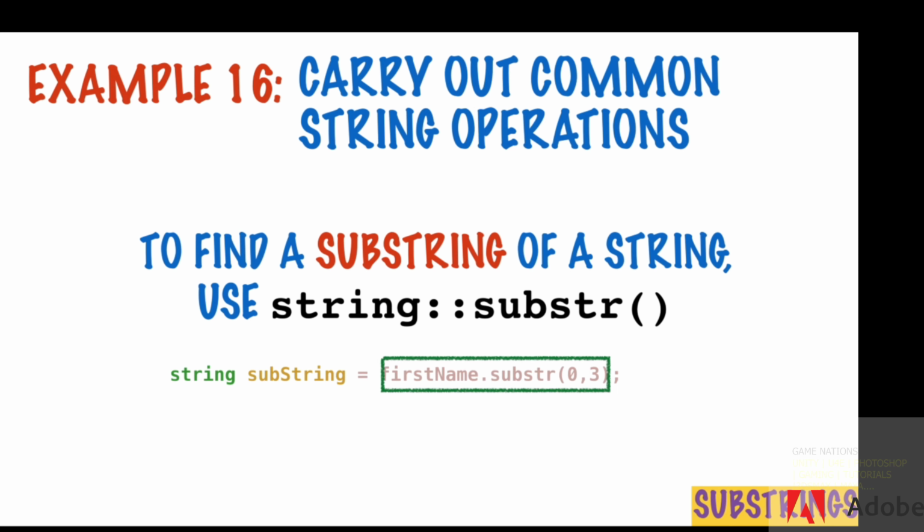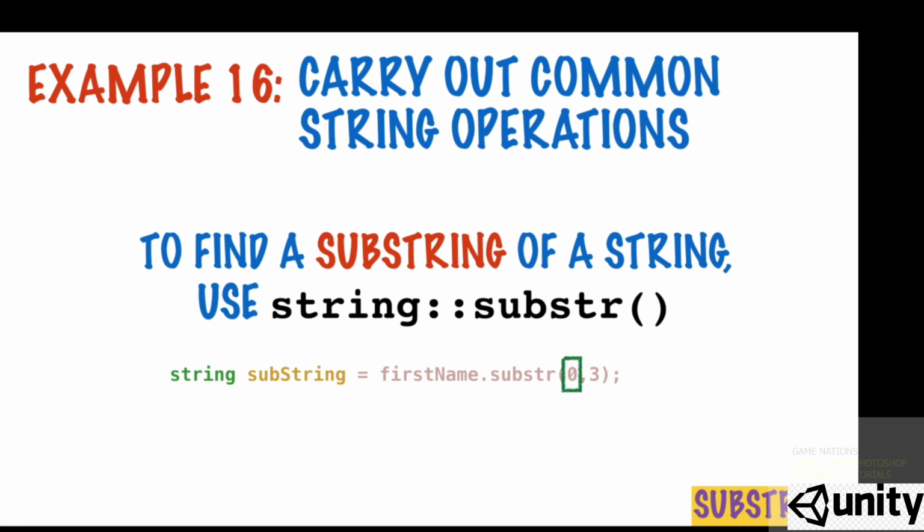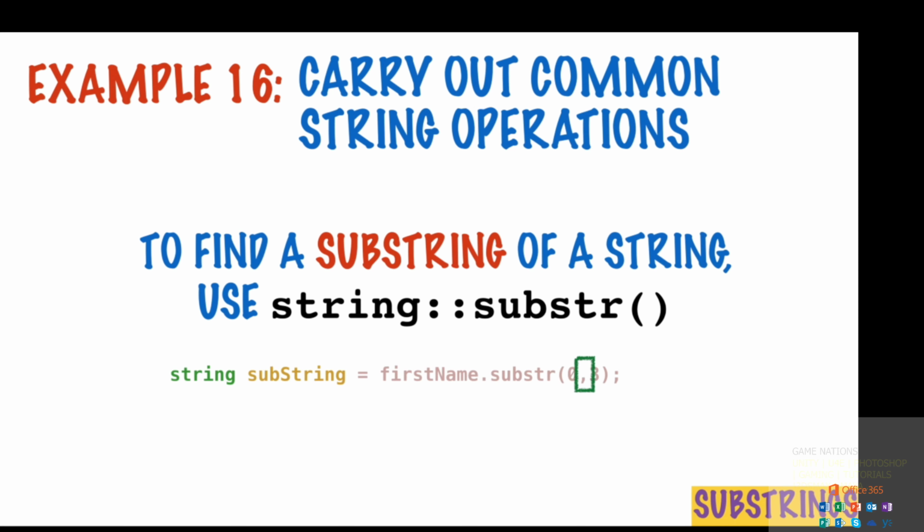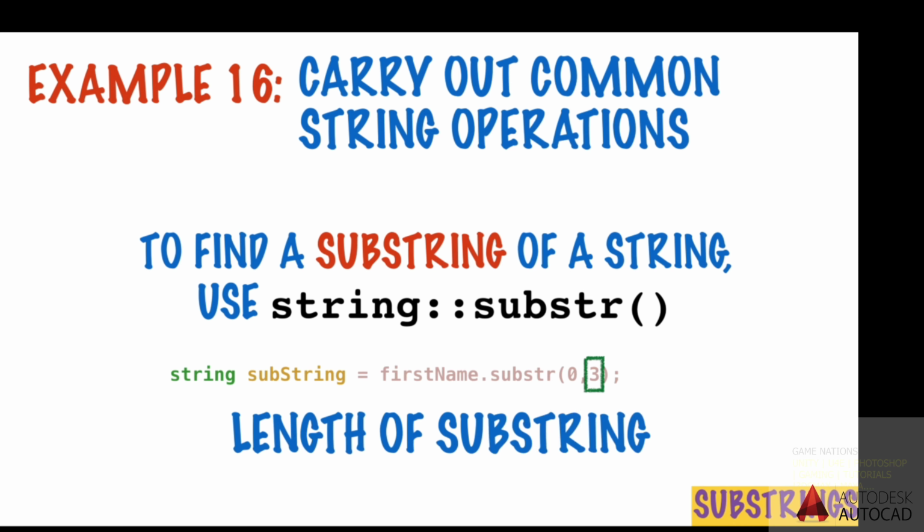And those are exactly the 2 numbers that we've got to pass into the function. The first function parameter is the starting index of the substring, which here is 0. Remember that the indices of strings, like of arrays, start from 0. So the starting index is 0. The next function parameter is the length of the substring in characters. Here we are specifying that we would like a substring of length 3 characters.